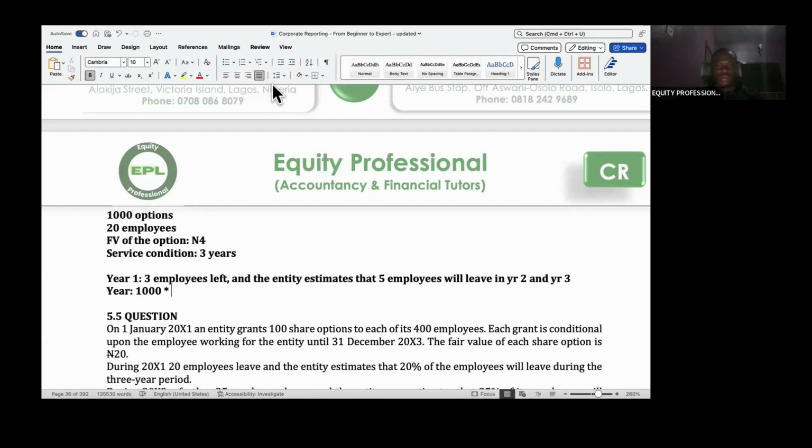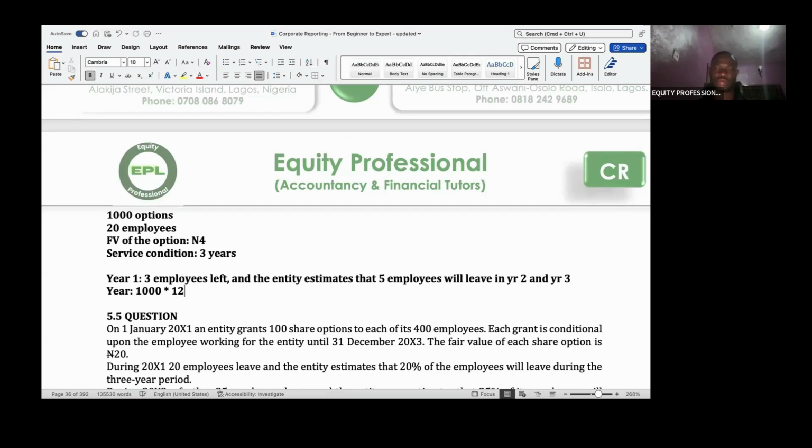Any other person? Okay. So Bidemi said 15. Okay. So it's serious. You guys don't still know this thing. Is it that I'm not teaching it very well, or you're not revising? It's frustrating. If you don't know this one, I mean, you don't know.